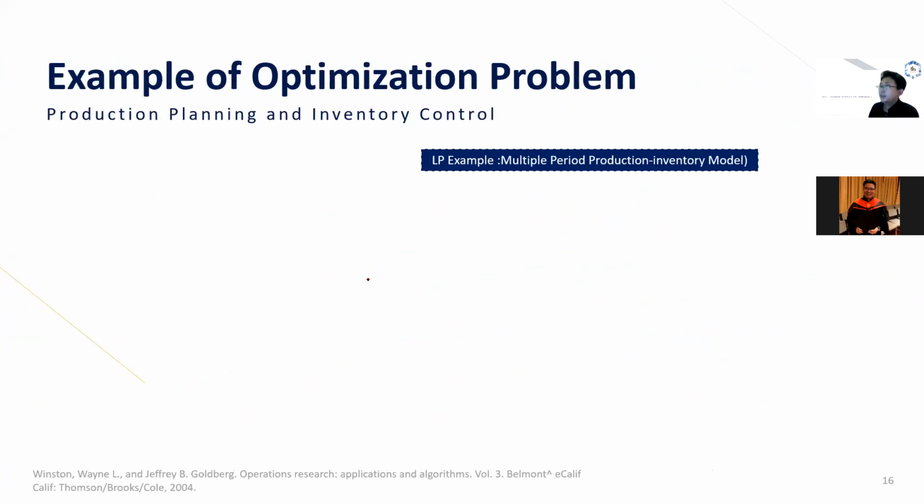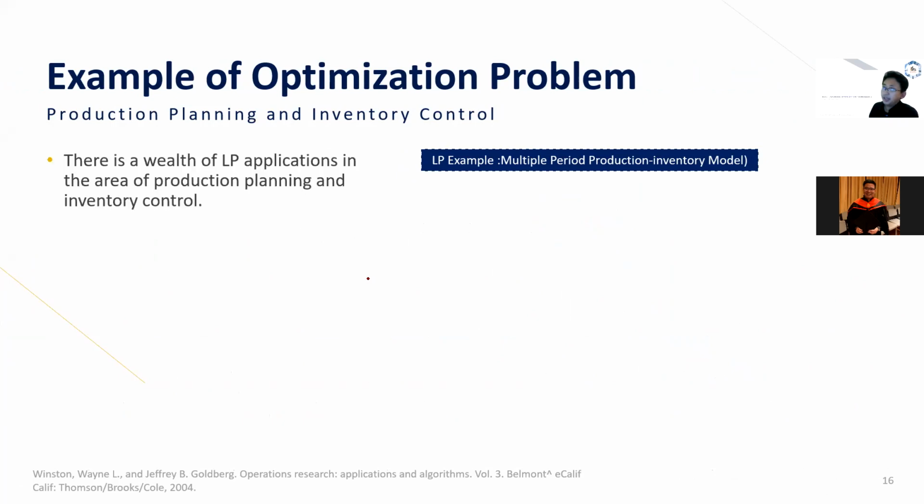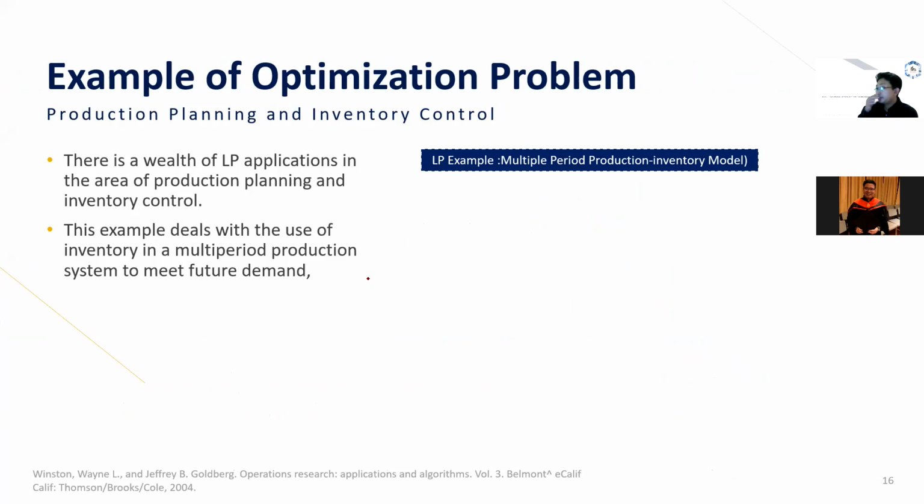Next, we will discuss more examples of optimization problems. Now, let's involve more variables that might have more applications, for example, in production planning and inventory controls.